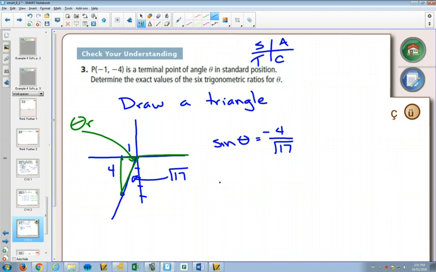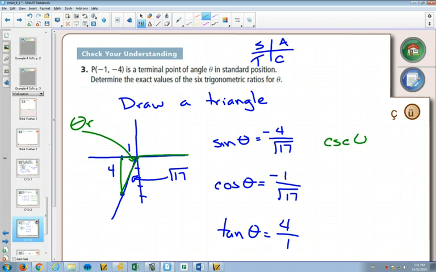Can you see that cos of theta is the adjacent over the hypotenuse? And because it's in quadrant 3, will it be positive or negative? Negative. And tan of theta, opposite over adjacent. Will it be positive or negative? Positive. So those are our 3 trigonometry ratios. Those are the primary ones. Now we can do the reciprocal ones.